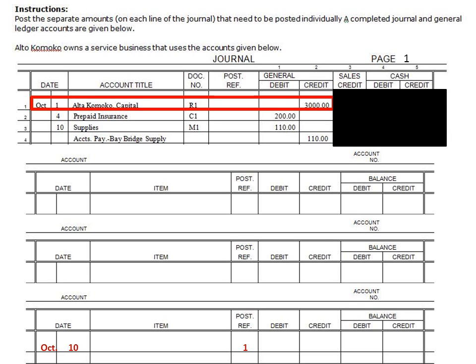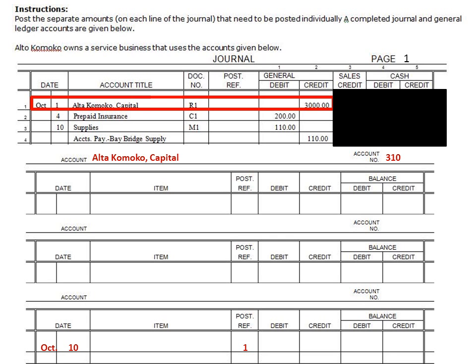If we take a look at that first transaction in the journal, it's Alto Comoco Capital. It's R1, and it happened on October 1st, and it has a credit of $3,000, which means he invested $3,000 on October 1st. What we have to do is start the ledger page. We need to put the account title on there. The account title is Alto Comoco Capital, and our account number, which we got from last lesson when we prepared our chart of accounts, is 310. You can reference back to your chart of accounts given for you for any problem, but it is 310.